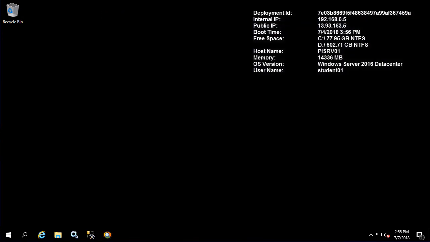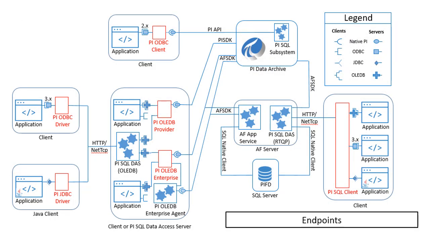Then, once the queries are created, you can focus on using the endpoint that's required for your project, whether it be PI ODBC, PI JDBC, or PI OLEDB. But in any case, the queries that you're going to use should have already been written in PI SQL Commander.